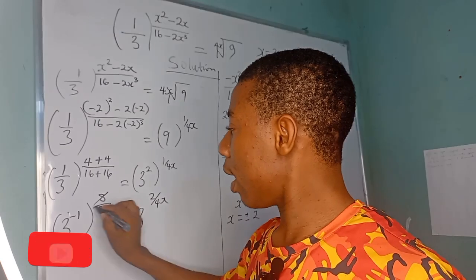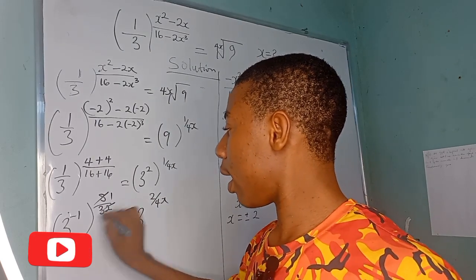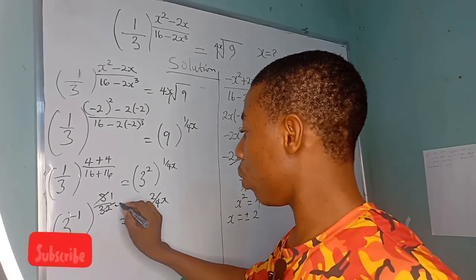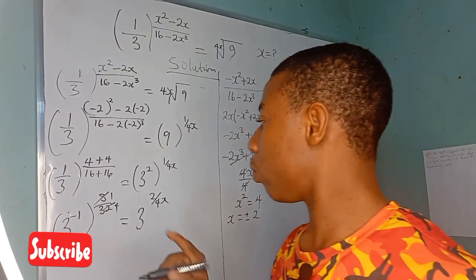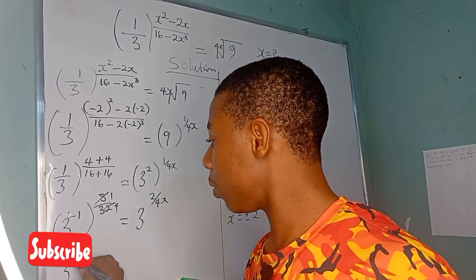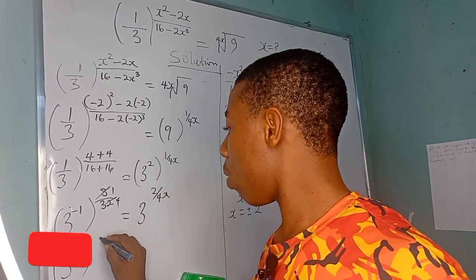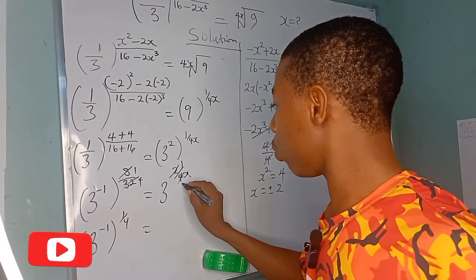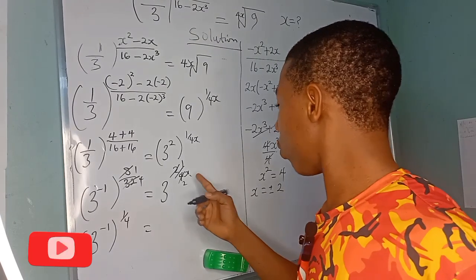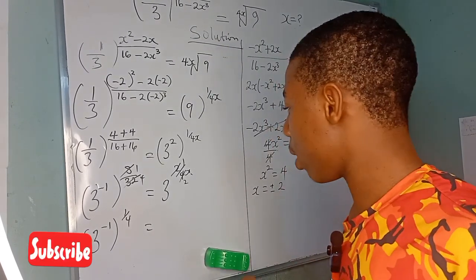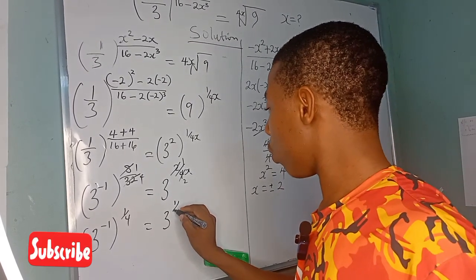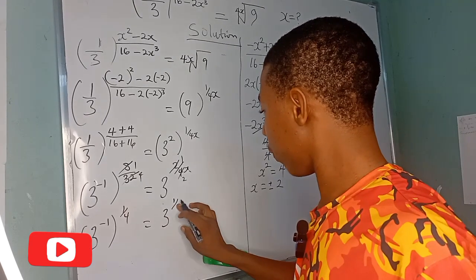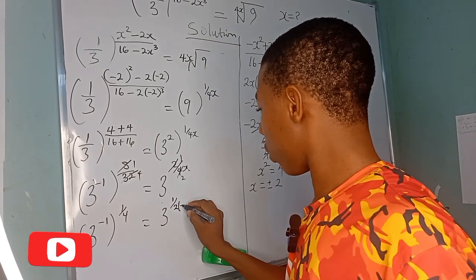Now 8 divides itself, 1. 8 goes into 32 4 times. So we have here 3 raised to power minus 1 all raised to power 1 over 4 equals 3 to the power 2 over 4x. Remember x was minus 2. We're picking x as minus 2. We have 3 raised to power 1 over minus 2. Sorry, we have 3 raised to power minus 2.